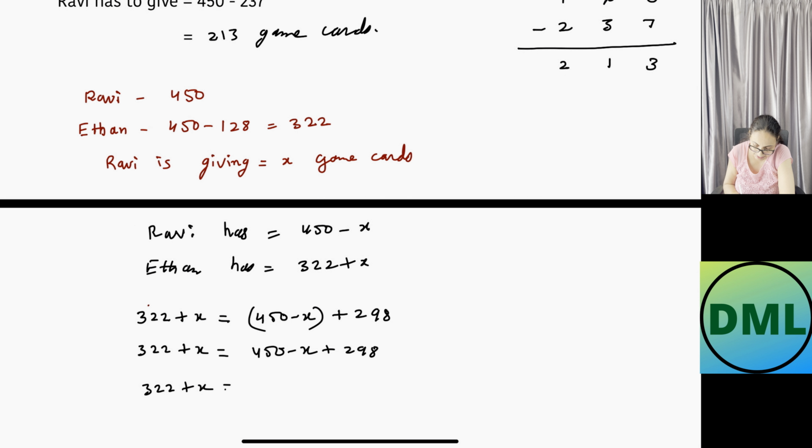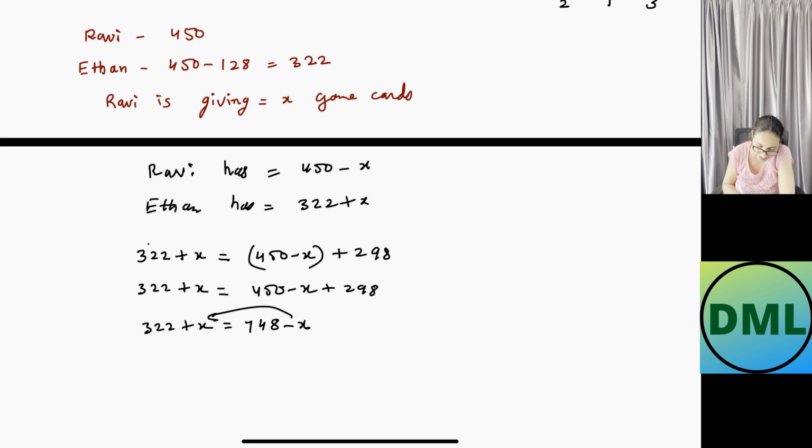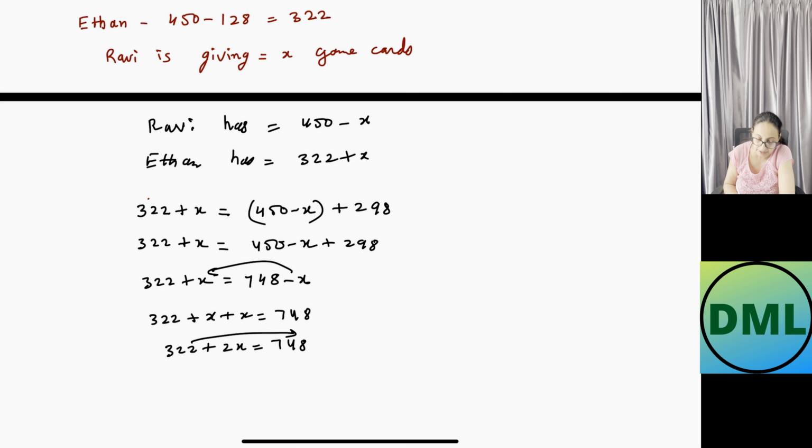322 plus X is equal to 450 plus 298. If you add it, your answer will be 0 plus 8, 8. 5 plus 9 is 14. 14, 4, 1 carry over. 4 plus 1, 5, 6, 7. 748 minus X. I need to move this X to the other side. This will be written as 322 plus 2X is equal to 748. I need to move 322 to the other side. So 2X will be written as 748 minus 322.